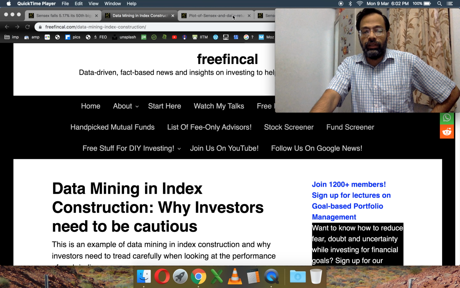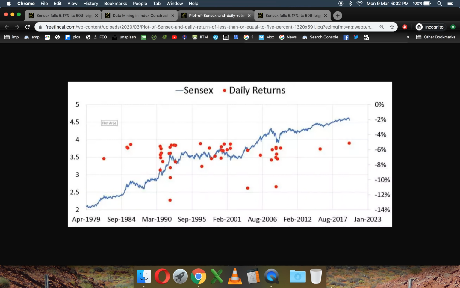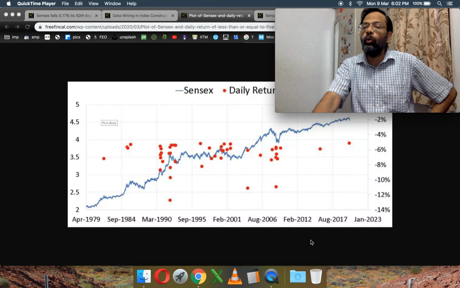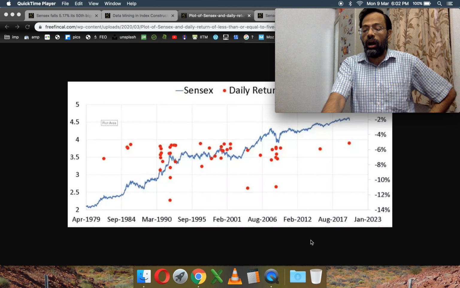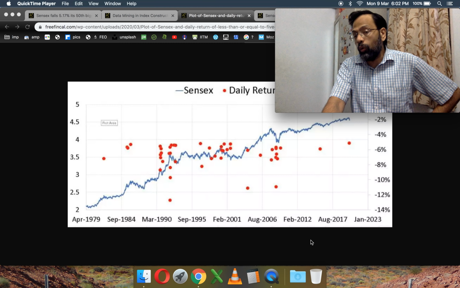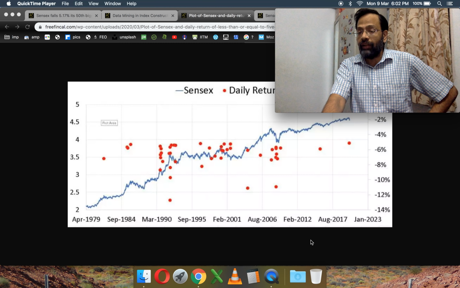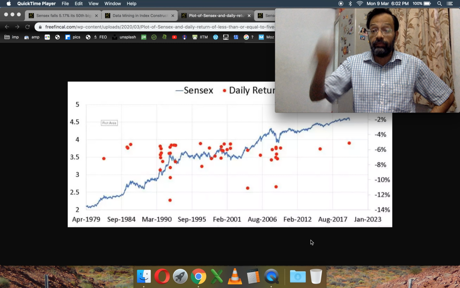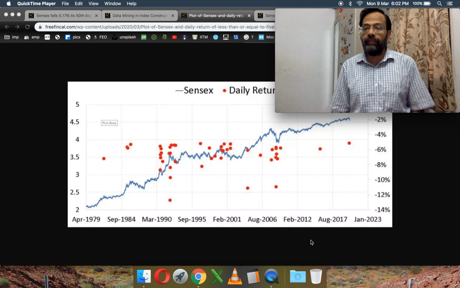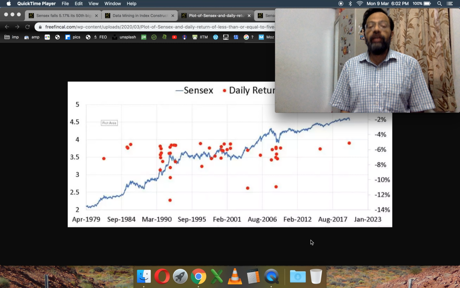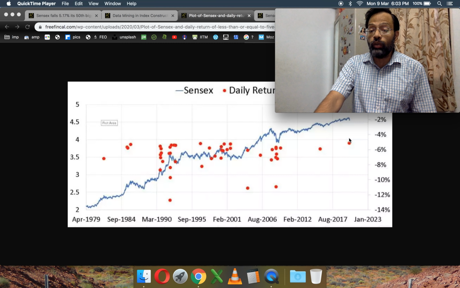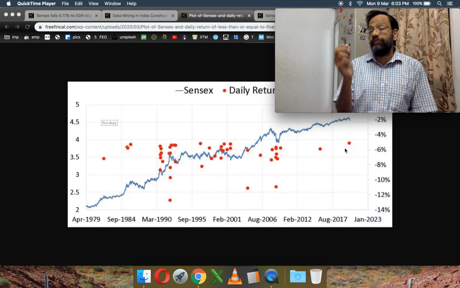Alright, so let's get back to this. This is a plot of the Sensex, which is in log scale on the left axis, and the daily returns which are negative, and only the daily returns which are equal to or less than minus 5.17%, that is a bigger fall than today's fall, are plotted there. So there are exactly 50 data points. This is today right here, and that's the 50th biggest fall.